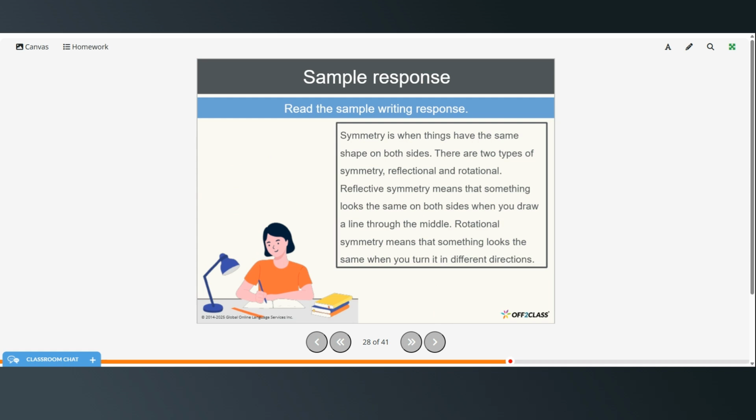Symmetry is when things have the same shape on both sides. There are two types of symmetry, reflectional and rotational. Reflective symmetry means that something looks the same on both sides when you draw a line through the middle. Rotational symmetry means that something looks the same when you turn it in different directions.